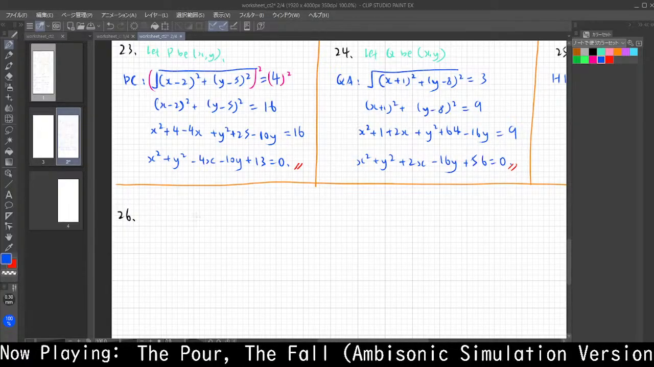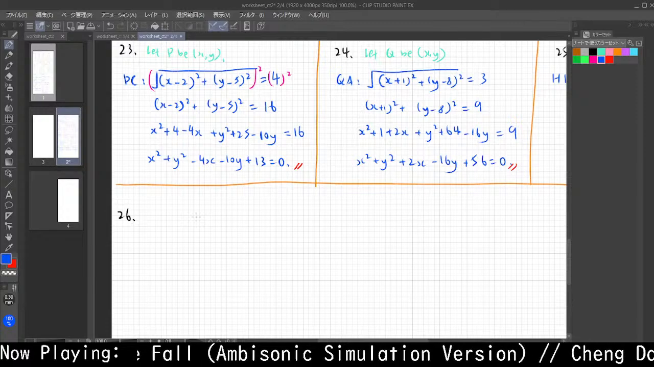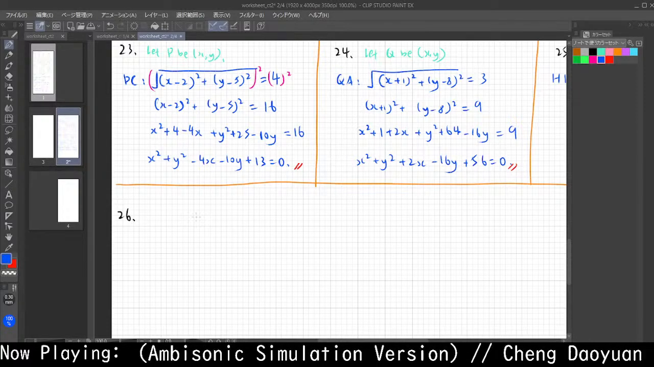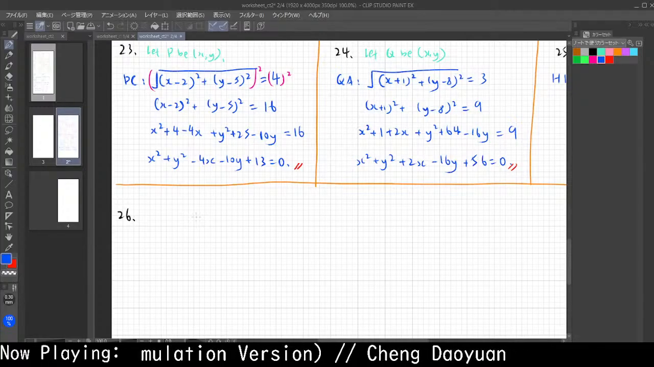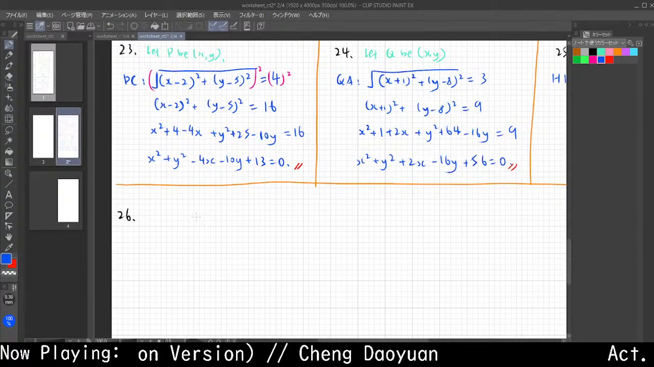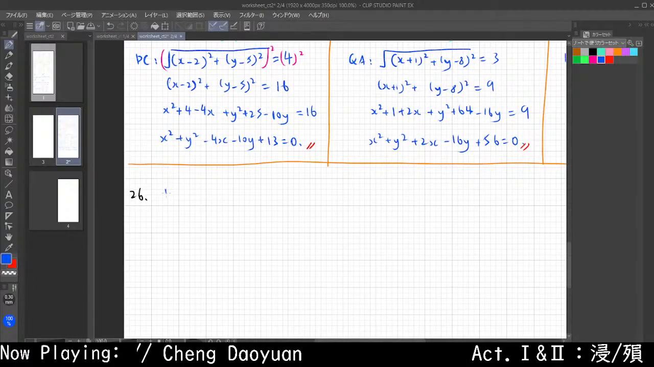Okay, point P is a point that moves around A and B. So PA and PB are its distances respectively. So you will use the distance formula here as well. Just that now you have a ratio, so let's deal with it.